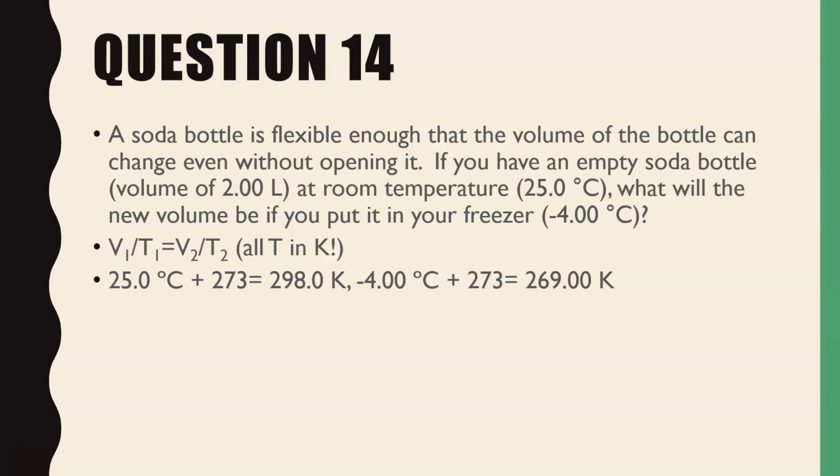So the first thing I do is add 273 to both of my Celsius temperatures, so that 25 degrees Celsius becomes 298 Kelvin, and negative 4 degrees Celsius becomes 269 Kelvin. From there, I plug my numbers into my problem, where I have my V1, which is 2 liters, divided by my T1, which is 298 Kelvin, equaling my V2, which I'm solving for, divided by my T2, which is 269 Kelvin. Once I've got my V2 on a side by itself, it should equal 1.81 liters.